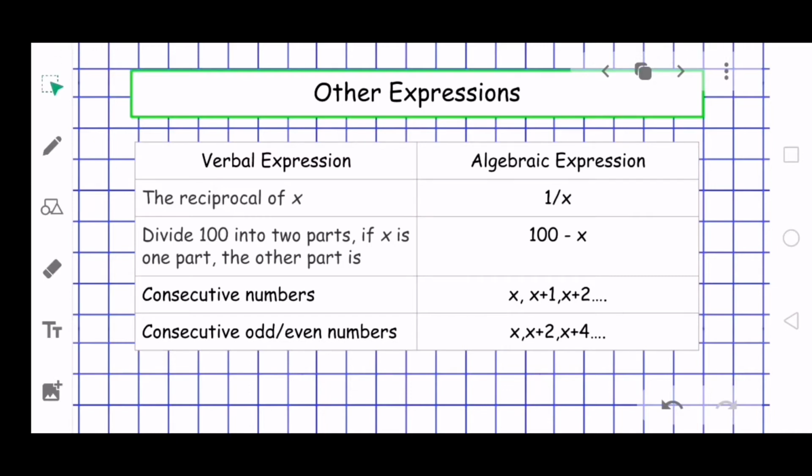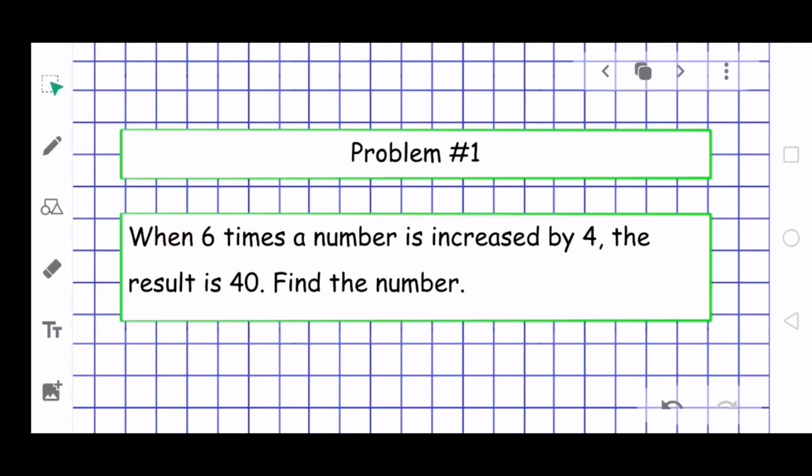So let's have first our problem number 1. When 6 times a number is increased by 4, the result is 40. Find the number. As you can see in our problem, the involved number is only one, so we are to represent one unknown number. And we must take note of this: 6 times a number increased, which indicates addition. The result is 40, that indicates equality.